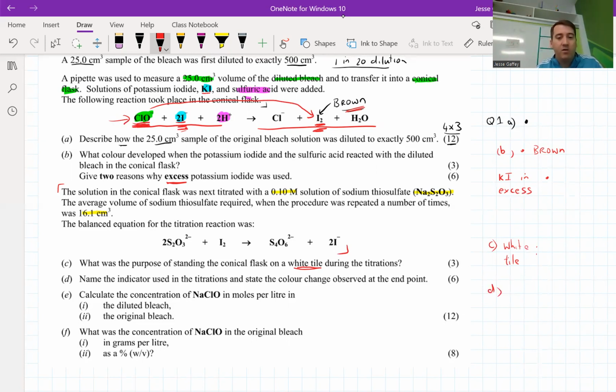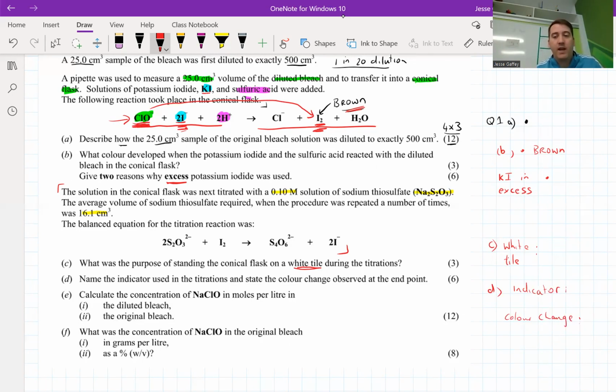Name the indicator used in the titration and state the color change observed at the end point. Now be very careful here. So indicator, and what was the end point color change? Color change. All right, so pause the video and have a go at those now.